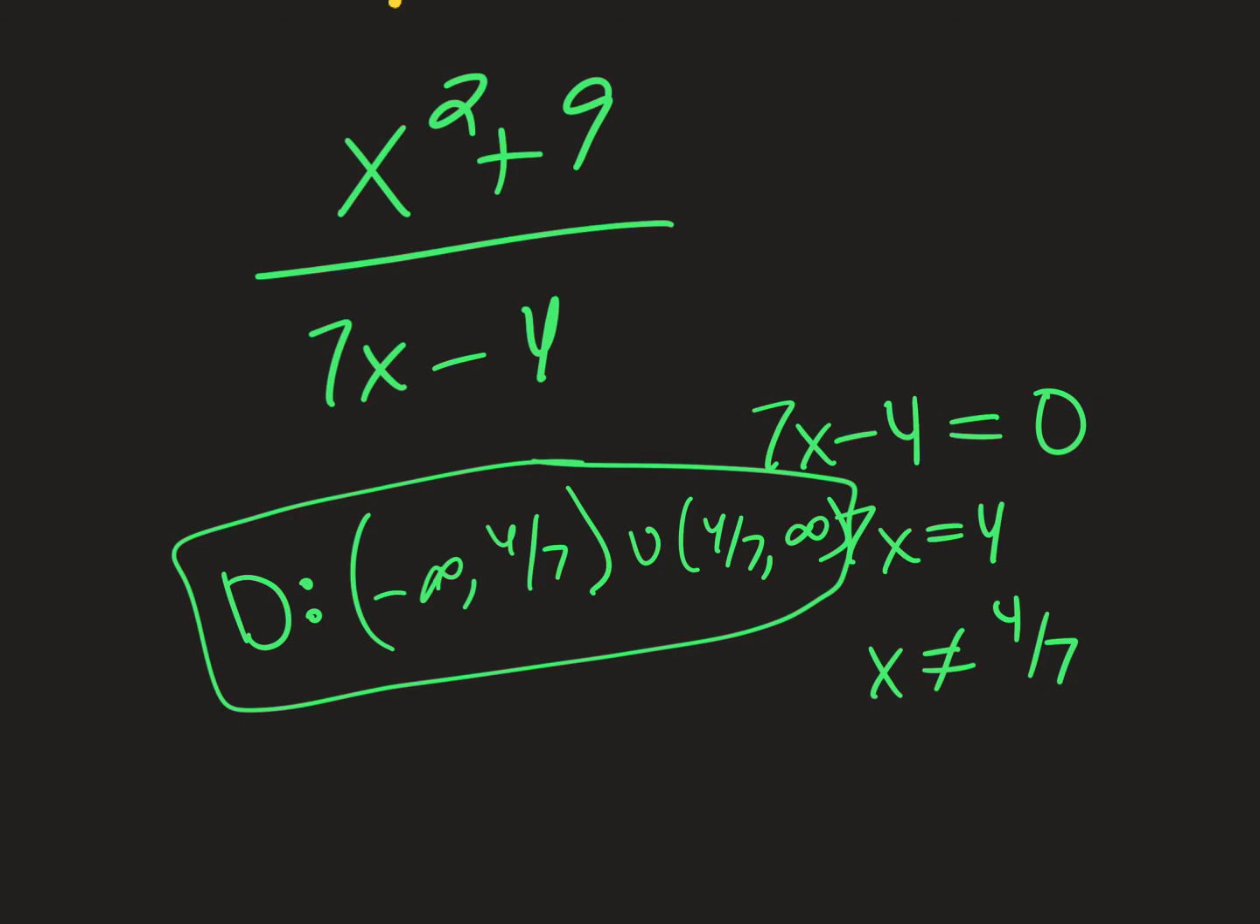So with what we talked about today, domain is the most difficult, I think, and you just have to think a little bit. It's not something that right away jumps out at you. If there's something factors on the bottom, factor it, set it equal to 0, and then figure out what it can't be. Sound good? All right, good job, guys.